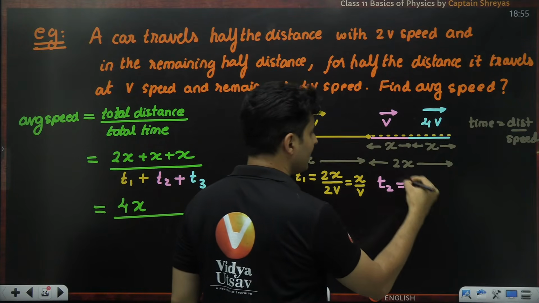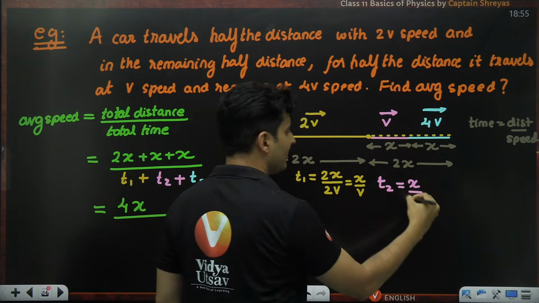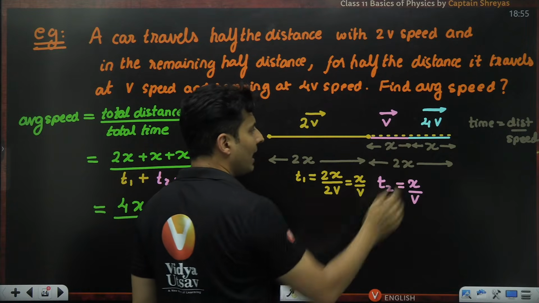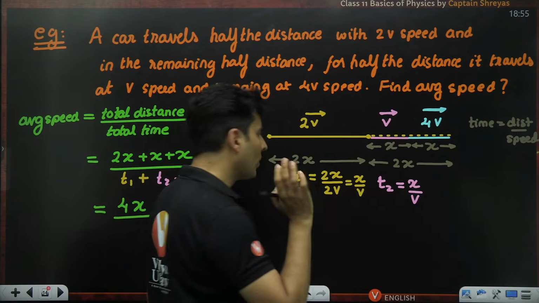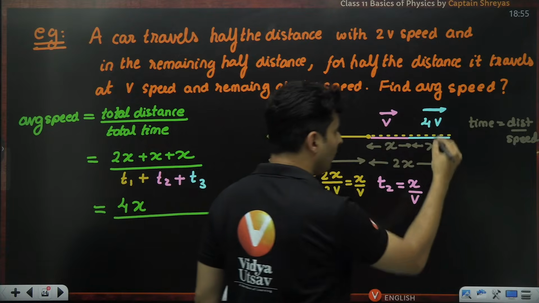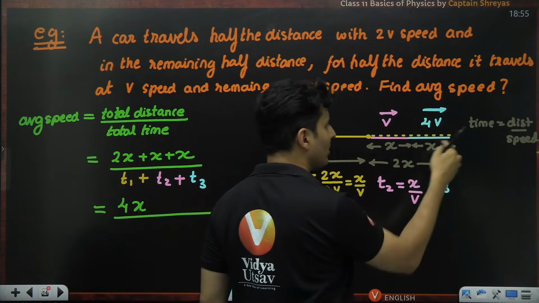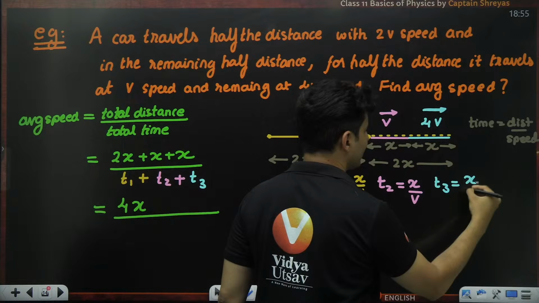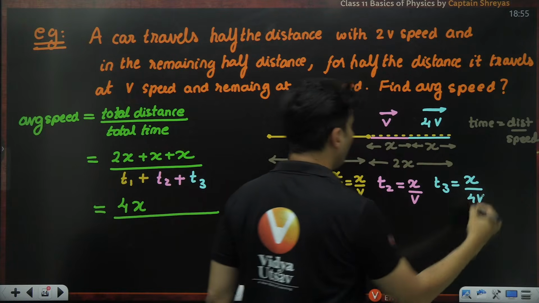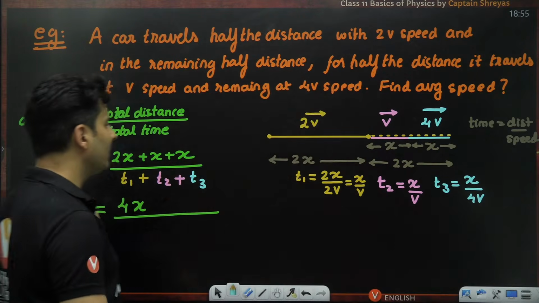Distance and speed. Distance is nothing but x. What is the speed? It is v. x by v. Okay, perfect. That is also done. What is this time? Final time from here to here. Distance is x. Speed is nothing but 4v. Oh, sir, we got everything, sir.